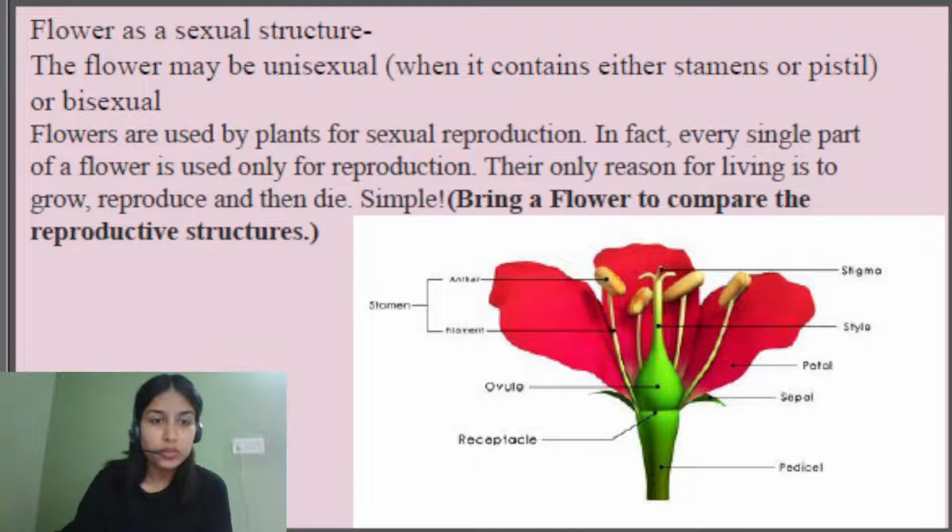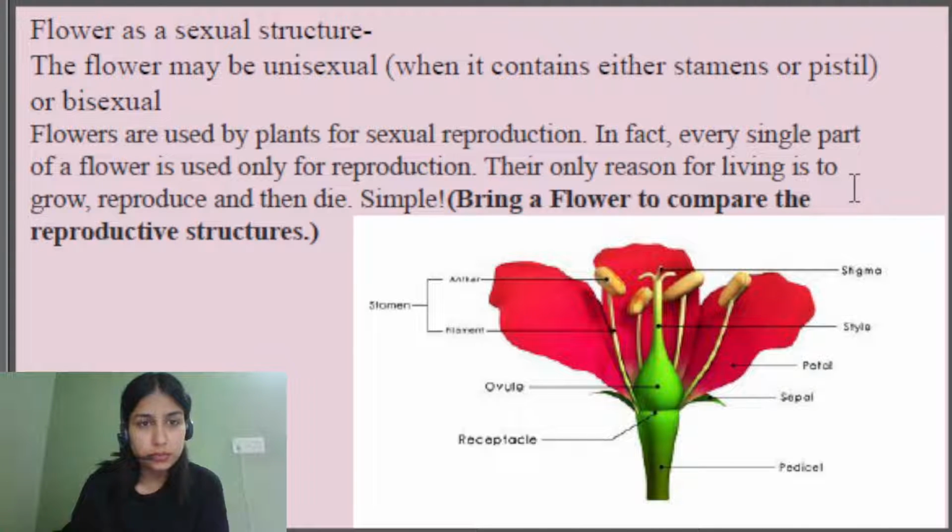Yes, so what we are going to discuss today is the flower as a sexual structure basically. That is, the flower may be unisexual or bisexual. So when we say unisexual, as the name suggests, uni means one. I know you must have known this earlier from your previous classes. You must have discussed it with your teacher somewhere.